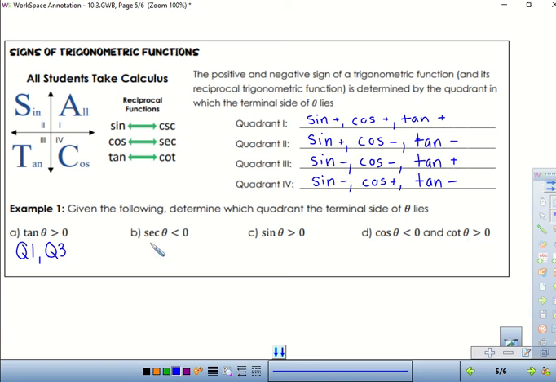Now moving on to the next one, this is secant. We know that secant is the reciprocal of what trig function?